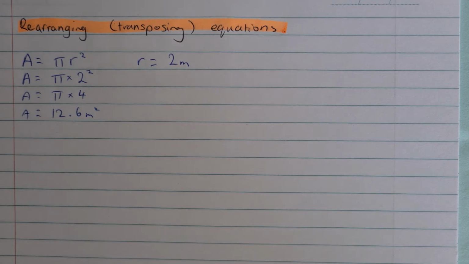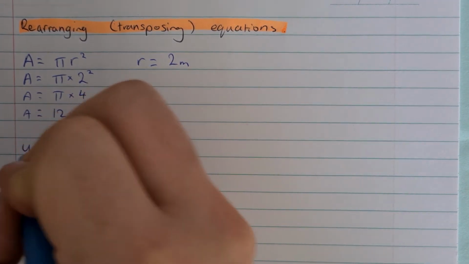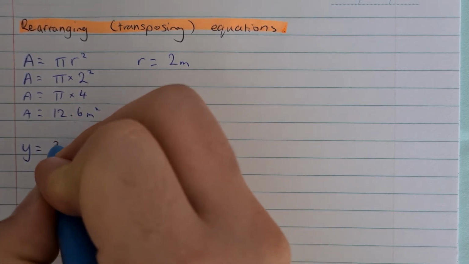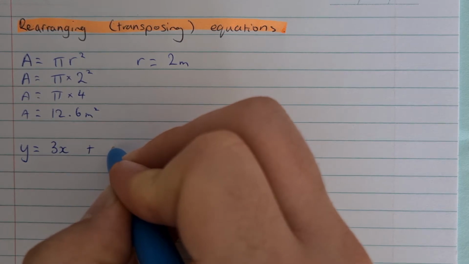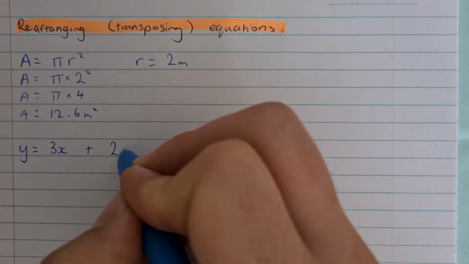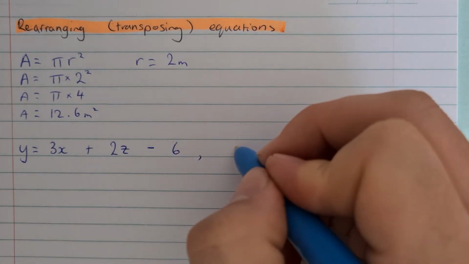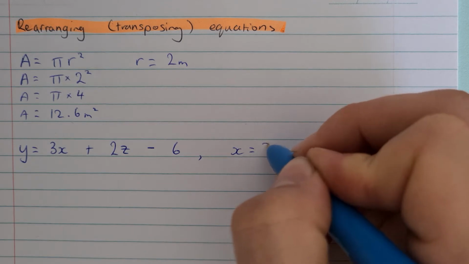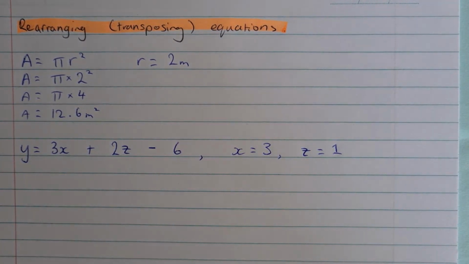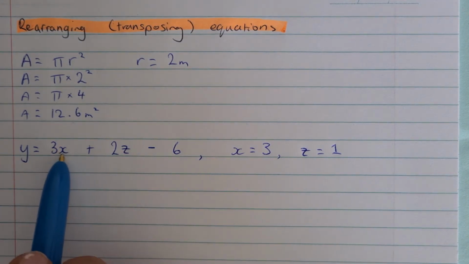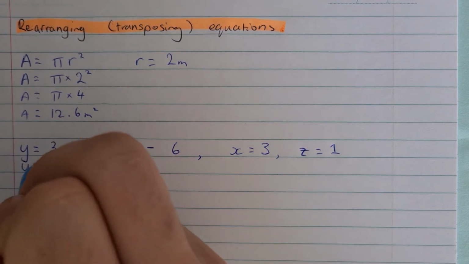All right, let's say we had a more abstract equation. Let's say we had y is equal to 3x plus 2z minus 6, and we had x equal to 3 and z equal to 1. We just need to substitute 3 in for wherever there's an x and substitute 1 for wherever there's a z. So I'm going to rewrite the equation.